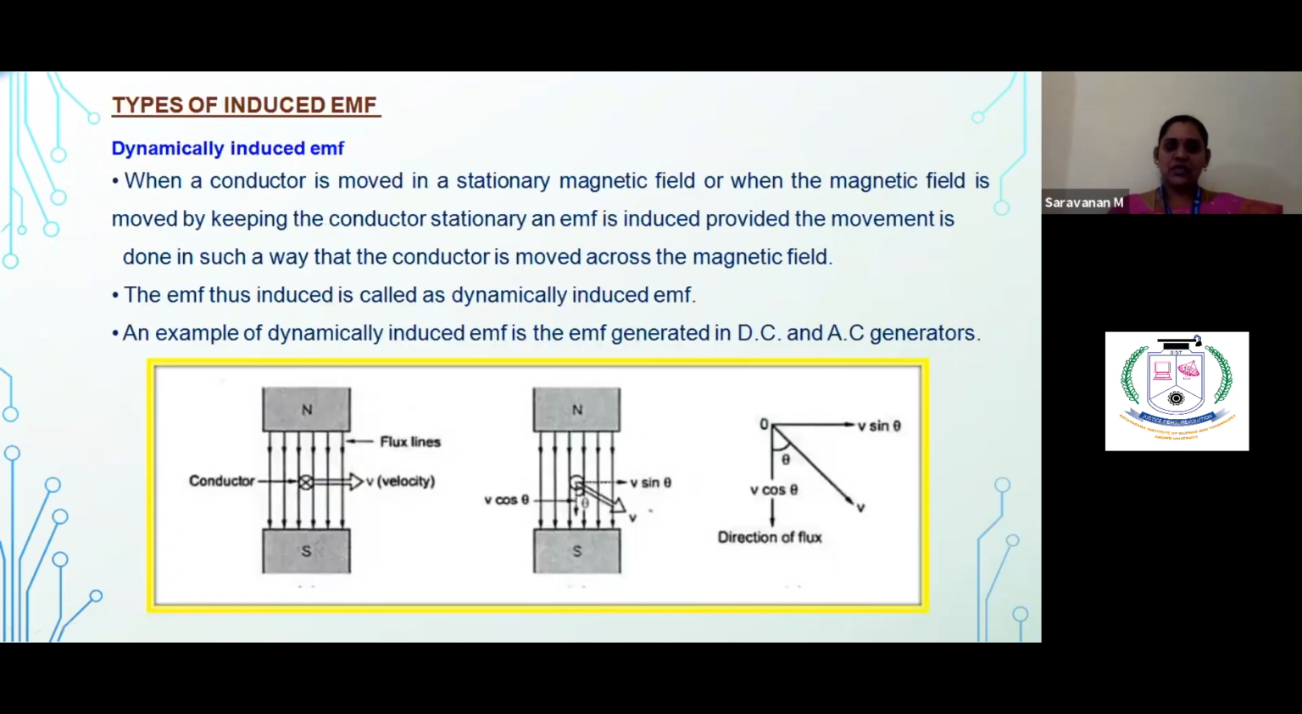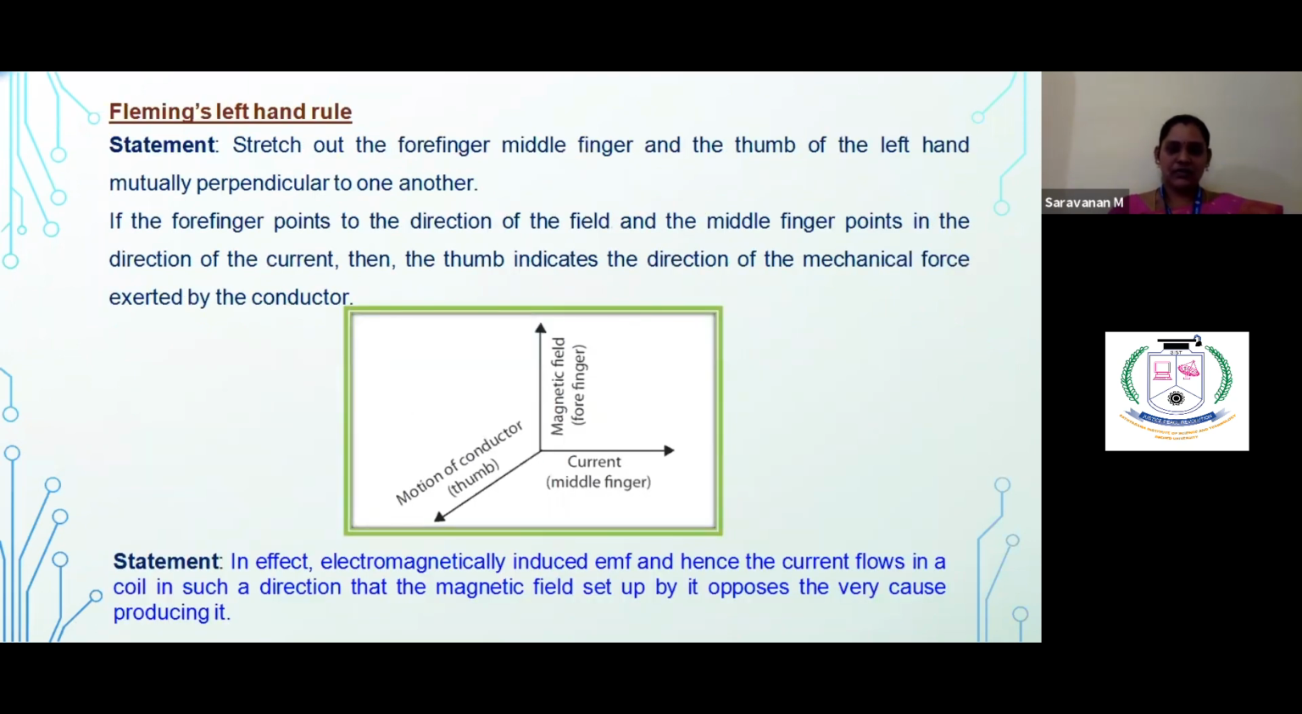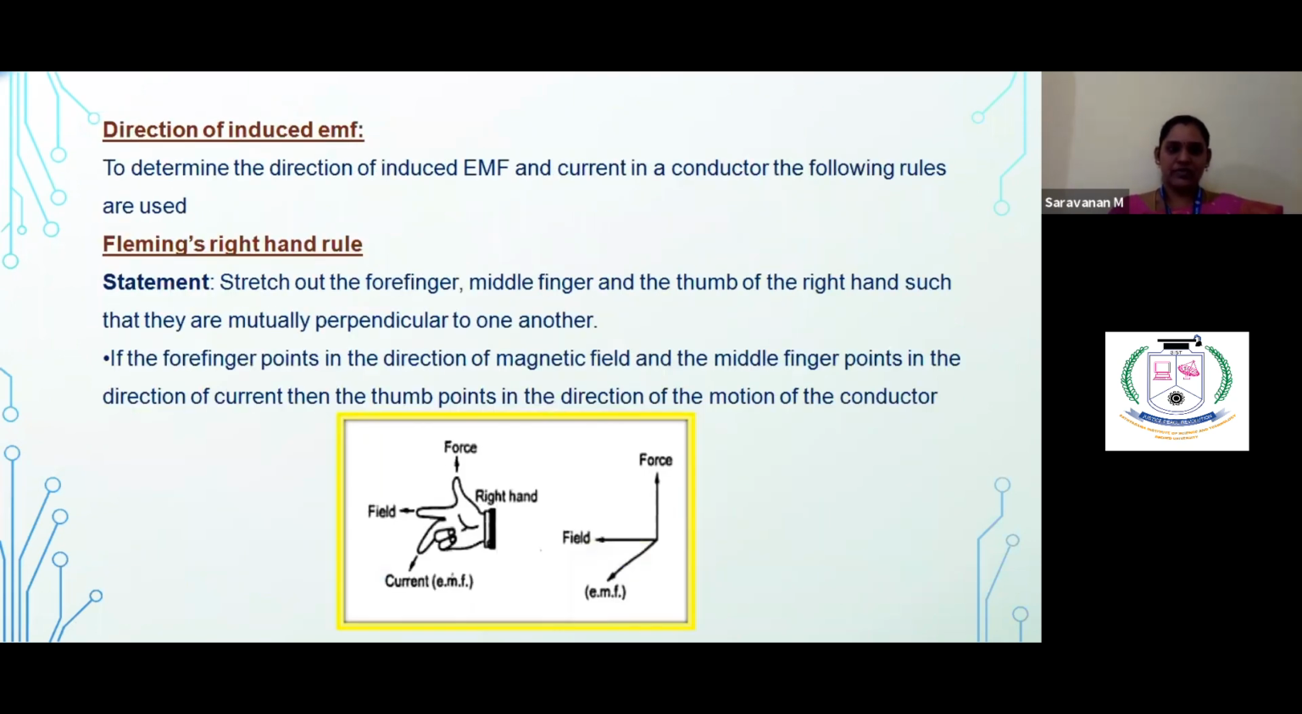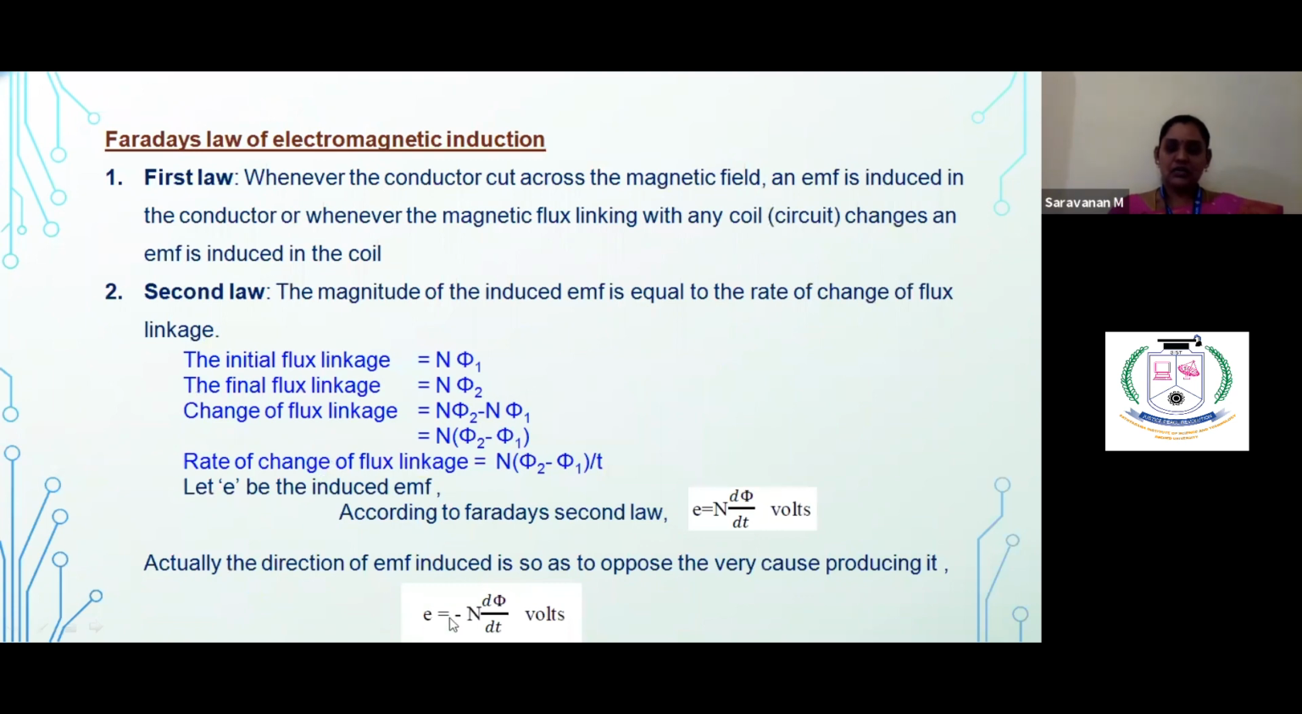The next thing is Lenz law. Lenz law is very simple. I showed you previously that E is equal to minus N into d phi by dt. When d phi is negative, the direction of the induced EMF is going to be given by Lenz law.